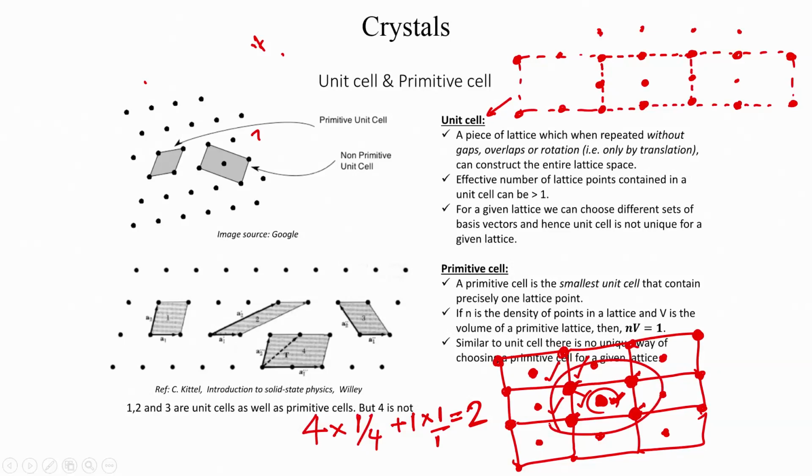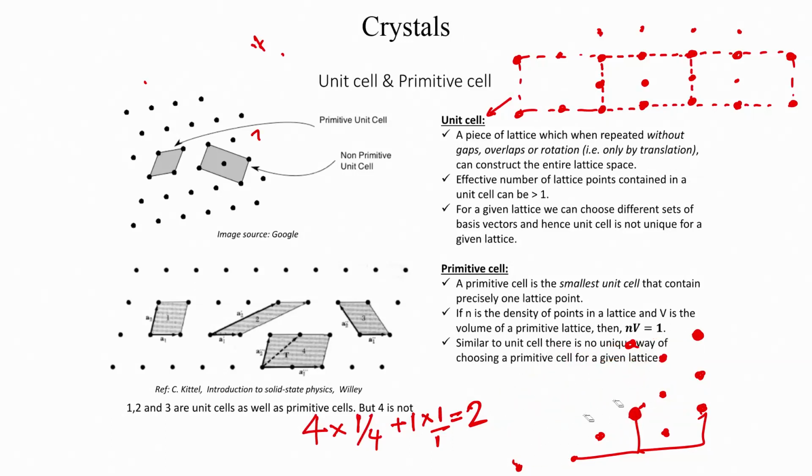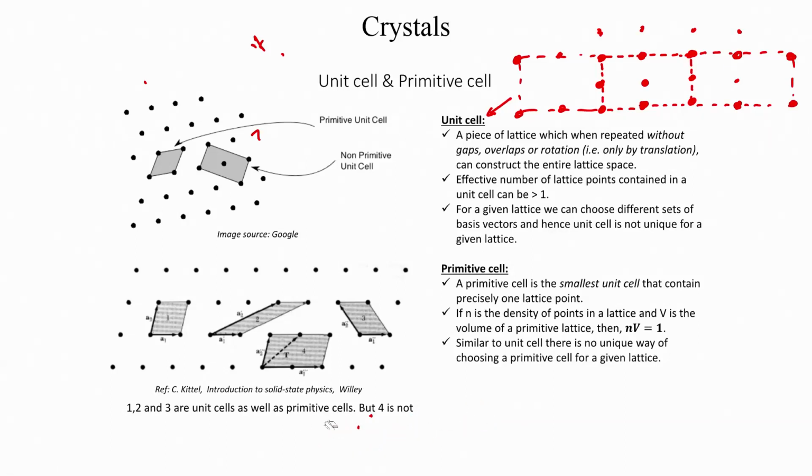That is the way you calculate the total count, and if you practice this you will get better at it, but it is really not important for this course, nevertheless it is good to know. Now the other definition is something called a primitive cell, and what is a primitive cell? A primitive cell is simply the smallest possible unit cell, or if you want to quantify it, the number of atoms in a primitive cell has to be 1.